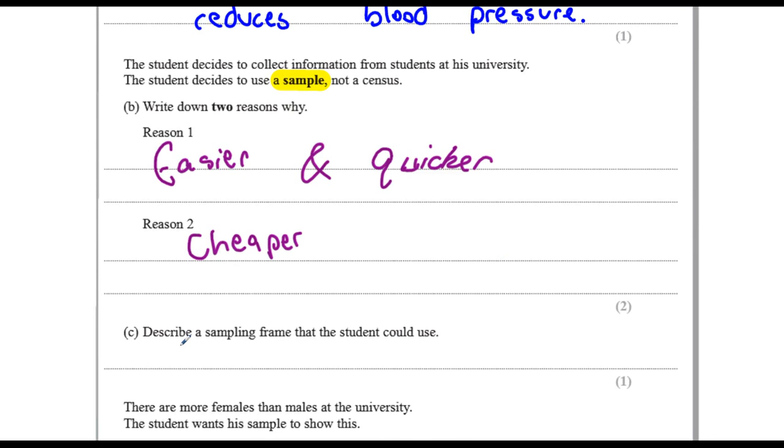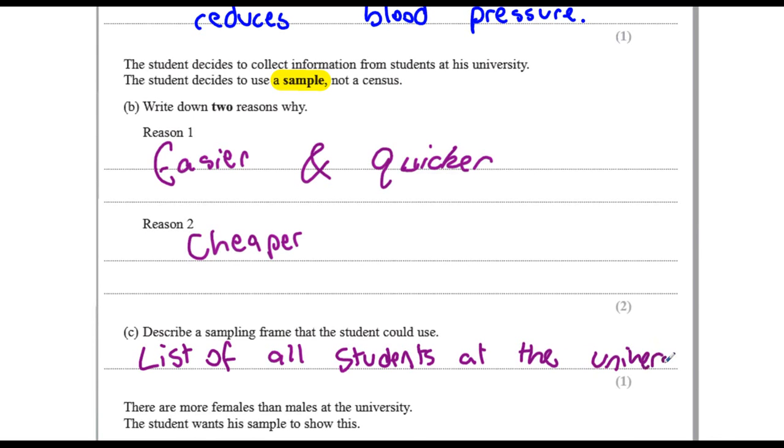Part C, describe a sampling frame that the students could use. Right, so what sampling frame means is where they're going to get the information from to pick their sample of students. So think about how you're going to pick a selection of students from the whole population of students that are at the university. You would want a list of all students, wouldn't you? Okay, so if you have a list of all students, then you can pick the ones that you want with whichever method you choose. So a list of all students at the university. Okay, get you 1 mark.